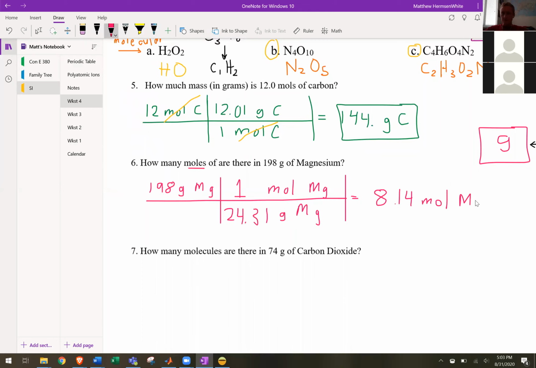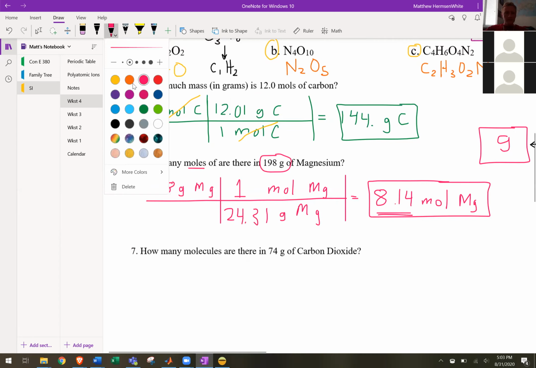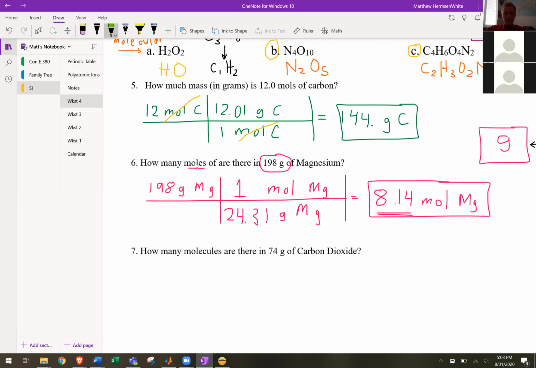of magnesium. I'm trying to get better at doing sig figs. I always forget about it, but the problem here had 3 sig figs, so we should have 3 sig figs in our answer. Okay, and moving on, number 7. So how many molecules are there in 74 grams of carbon dioxide? So let's write down what we have, 74 grams CO2.